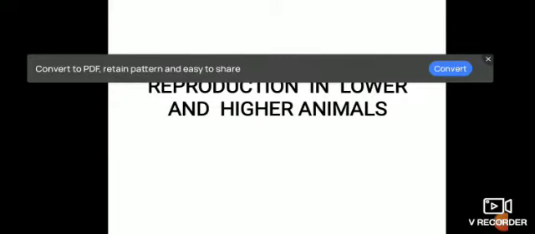Hello students, we have begun studying reproduction in lower and higher animals. We are studying reproduction in humans, in which fertilization occurs in the fallopian tube. The part is called the ampulla. After fertilization, the egg is called the zygote. This zygote is moved slowly towards the uterus with the help of the hair present in the fallopian tube.